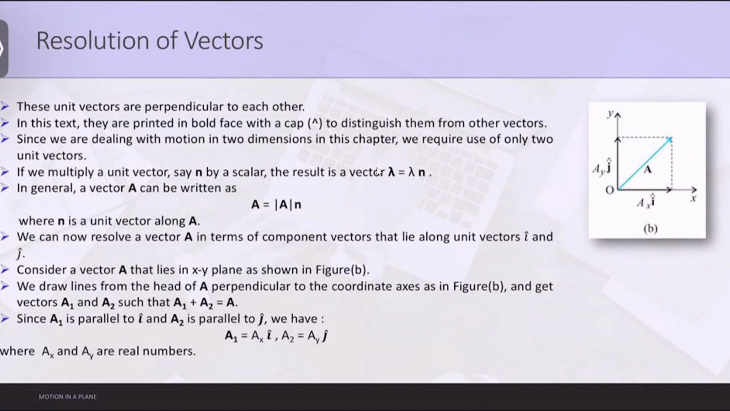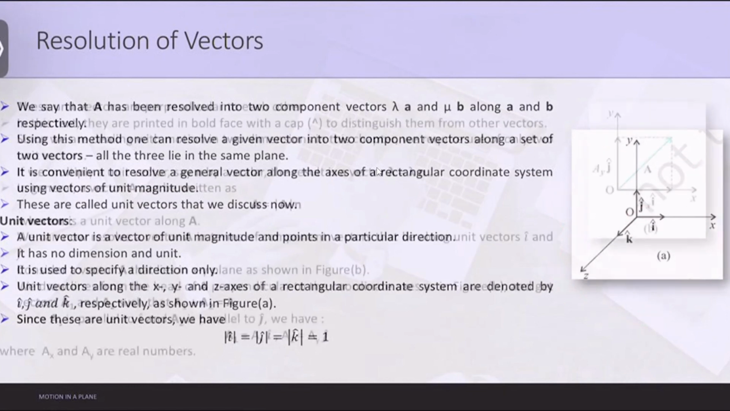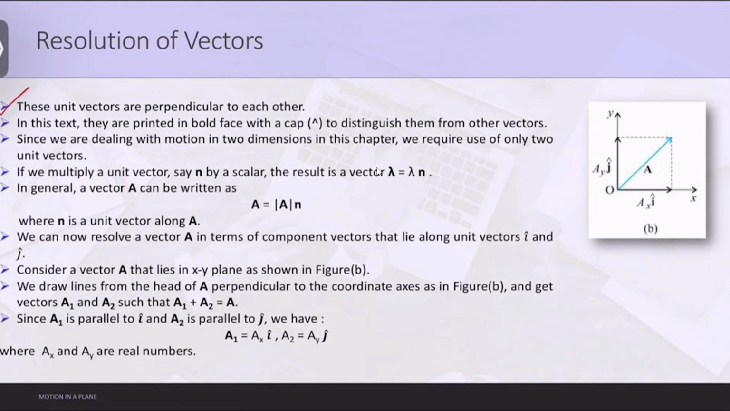Now these unit vectors are perpendicular to each other. Quite evident, as you can also see from this diagram, that all these are perpendicular to each other. I is perpendicular to j, j is perpendicular to k, I is perpendicular to k. These are the only three ways. In this text, they are printed in boldface with a cap to distinguish them from other vectors. Since we are dealing with motion in 2 dimensions in this chapter, we require only 2 unit vectors. So the majority of this concept will be understood using I and j only.